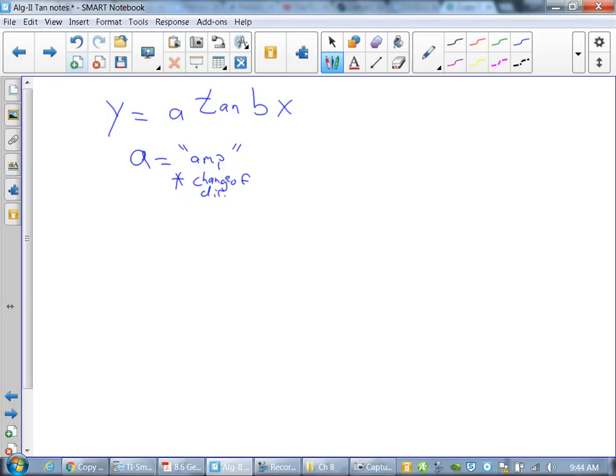Your B value still allows you to find the period, but your period for tangent is different. The period is going to be pi over the absolute value of B. So it's pi over B, because tangent has the asymptotes in the circle, so you're only going to look at half of it at a time.